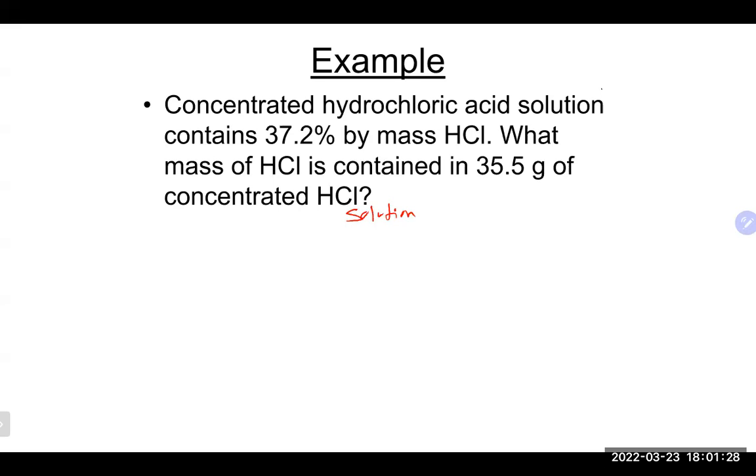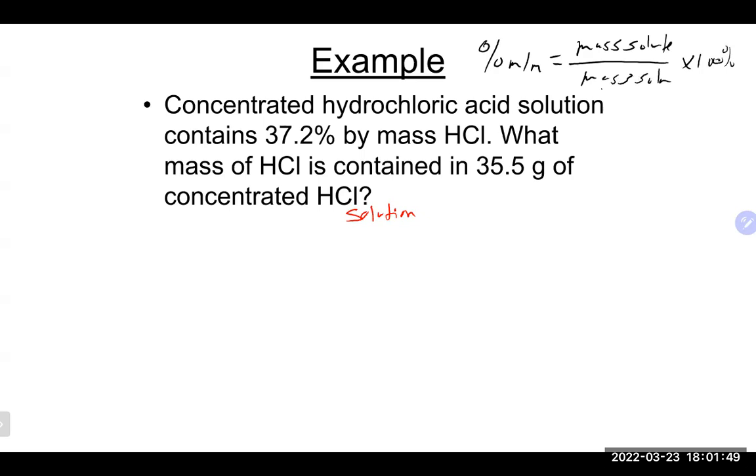Let's take a look at it. And there's really a couple of different ways you could solve it if you like. Obviously, it's a percent mass to mass. So we could use our formula here: percent mass to mass is equal to our mass of the solute divided by the mass of the solution times 100%.